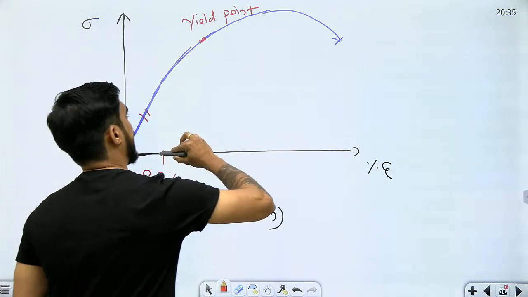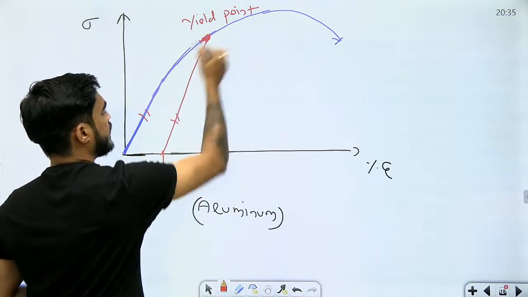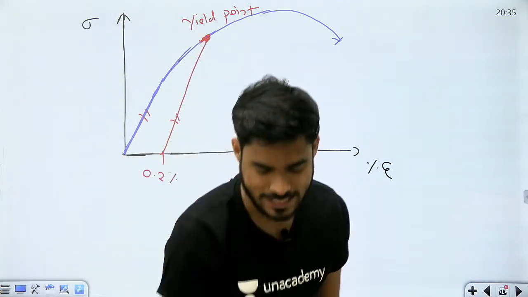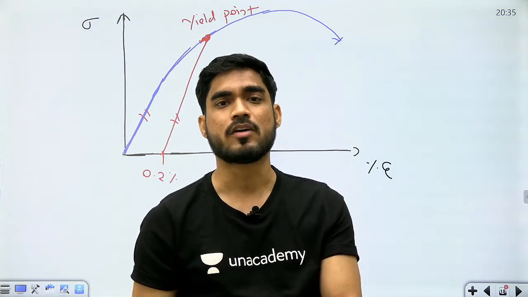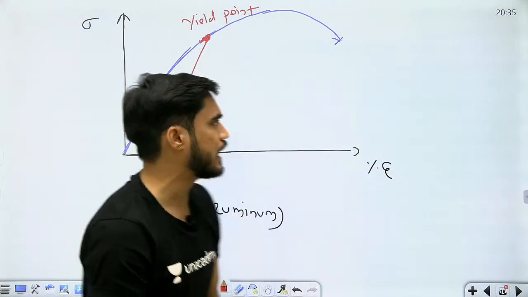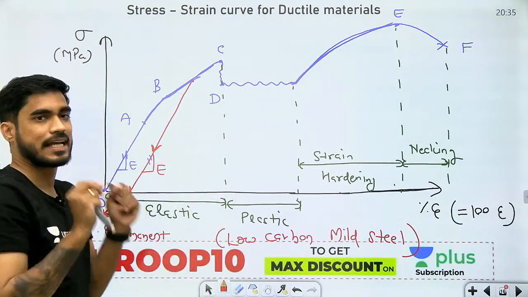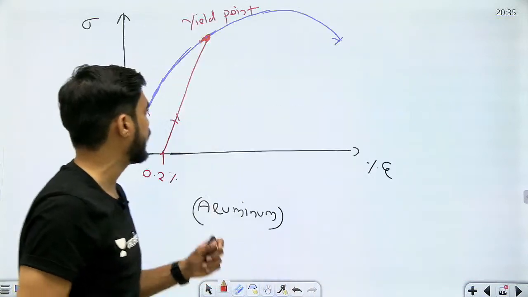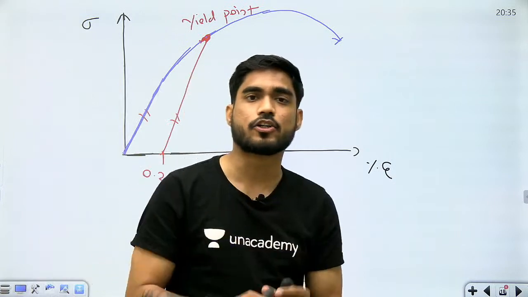तो ये वाली line के parallel मैं एक line खींचूंगा, and the point at which it meets the curve will be called as yield point. So this is how we find yield point in case of aluminum or any other ductile material which does not show this region. ये वाला region जहां नहीं है उसको हम उस केस में हम ऐसे yield point निकाल सकते हैं. So is this point clear to you guys?